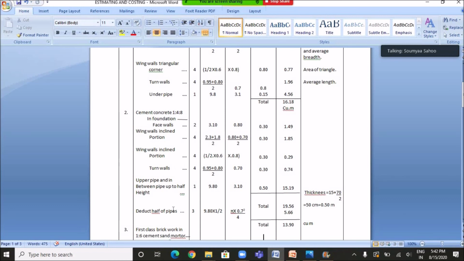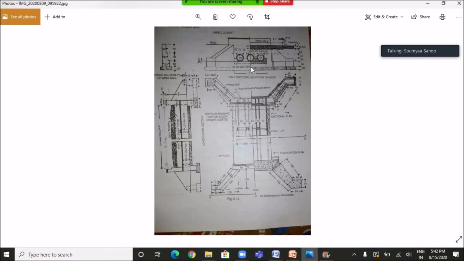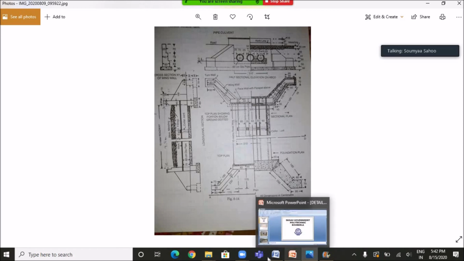Then next we have to deduct half of the pipes for cement concrete work, because as you can see in the figure, in between this portion there is no cement concrete work. Okay, no cement concrete work has been done inside the pipe. So we have also considered this portion in our calculation, so we have to deduct for this portion.